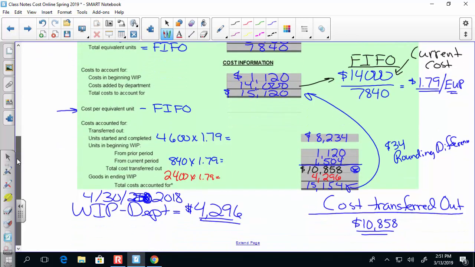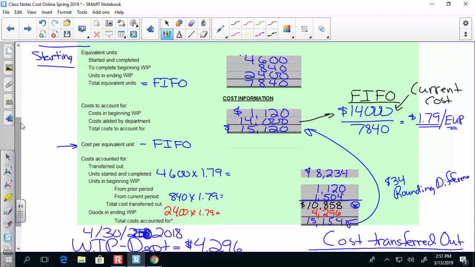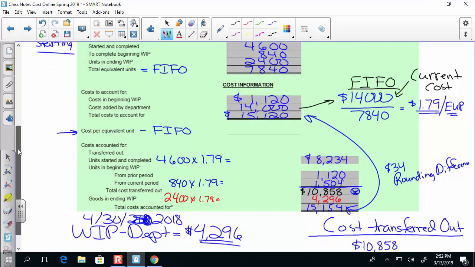And then I finish out in step 4. What was started and completed? 4,600 units. What was the cost of that? $1.79. Gives us the $8,234. Remember, with FIFO, I can't forget about the beginning cost. It'd be nice to, but we can't, right? That goes with the current cost that we've done this period. And in this case, we needed 840 units of equivalent work to complete those units at $1.79.